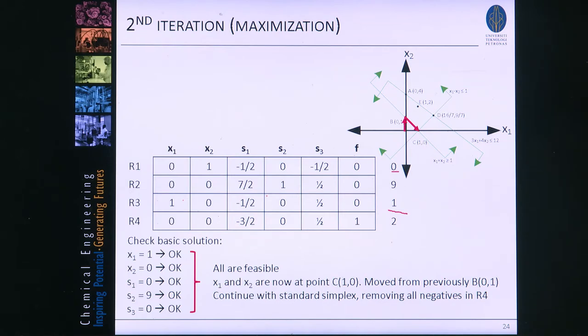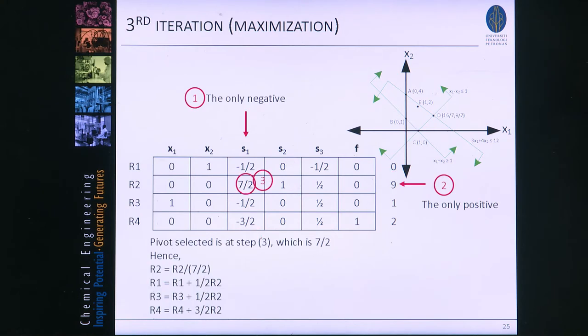And then S1 is 0, S3 is 0, S2 is 9, so they are all still positive on the right-hand side of the equations. We still check if we have negative values in the last row, in the objective function, which we still have, which is this one, minus 3/2. So now we are going to make this a positive number. This is going to be our pivot column.